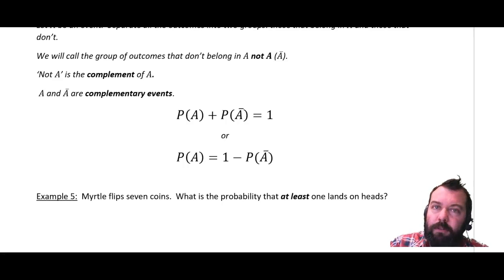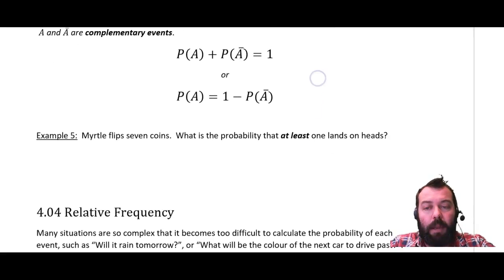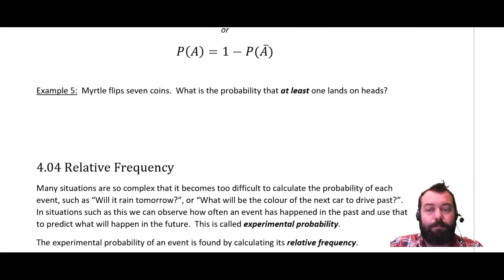Now that in itself is not so helpful, but we can rearrange that simple equation to say that the probability of an event is equal to 1 minus the probability of the complement. Let's just say that again. The probability of an event is equal to 1 minus the probability of its complement. Now that does simplify a lot of problems. Let's begin here and have a look at an example.